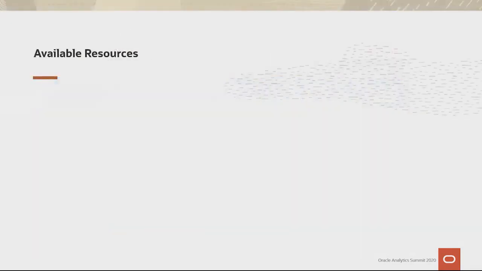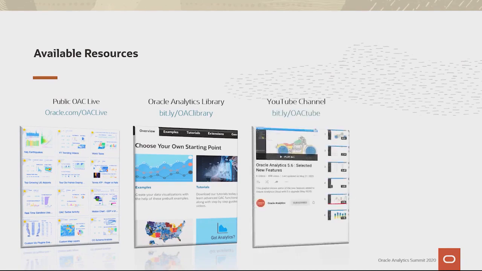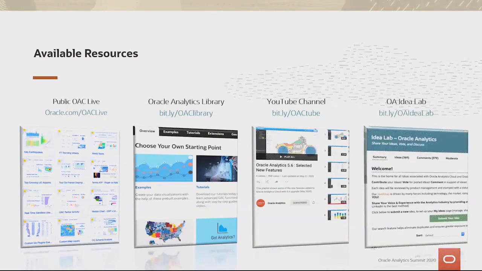Finally, we have a whole lot of resources available. We have a library you can just use by hand, go to OAC Live. We have a learning library that has all kinds of great examples and tutorials. You can see a lot of these features explained in the YouTube channel. When we do new releases, we always update the YouTube channel with information about each of the releases. And finally, we have an ideas lab. It's a great place to work with the rest of the community to tell us what ideas you have and vote on your ideas and things that other peers in OAC have.